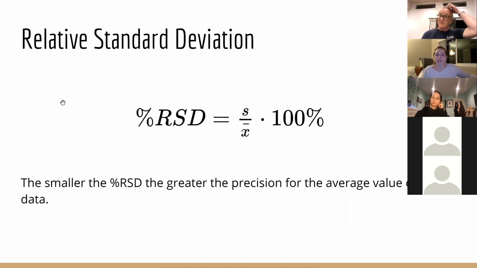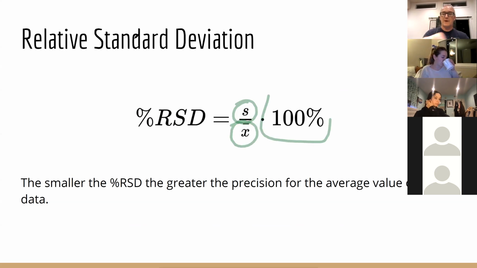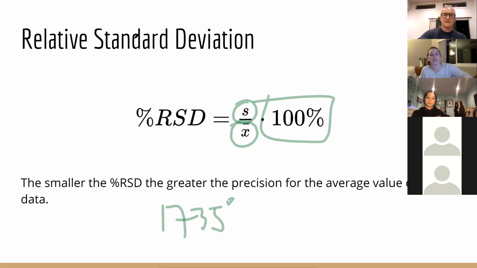So relative standard deviation just basically turns it into a percentage. That's all that is. So you take the standard deviation, you divide it by the mean and multiply it by 100. And that gives you an idea of relatively how accurate something is. So if you say my measurement of the melting temperature of iron or whatever it is, is 1735 degrees plus or minus 2%, that's your relative standard deviation. All right.